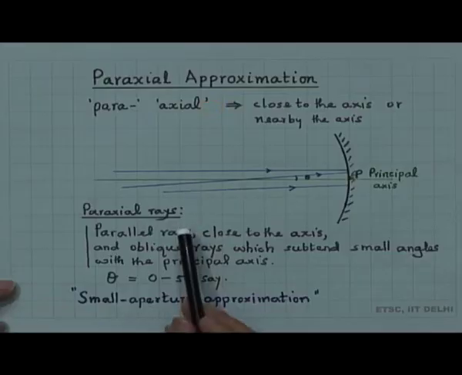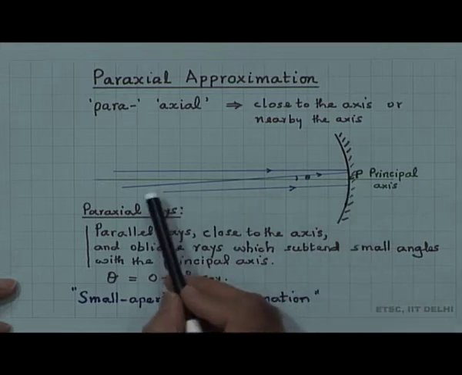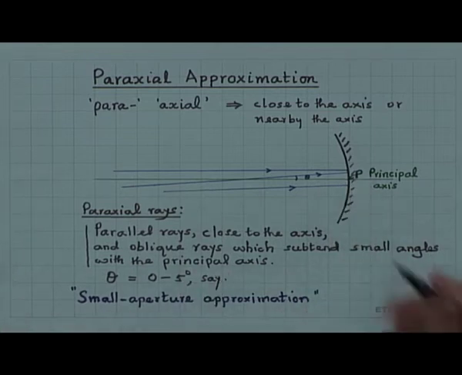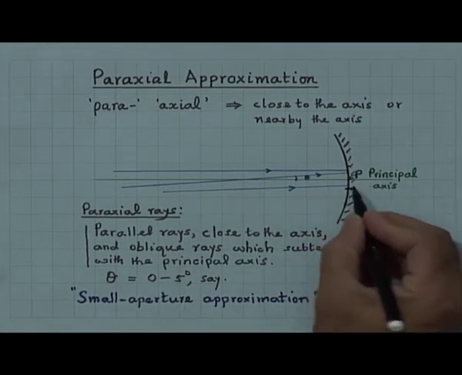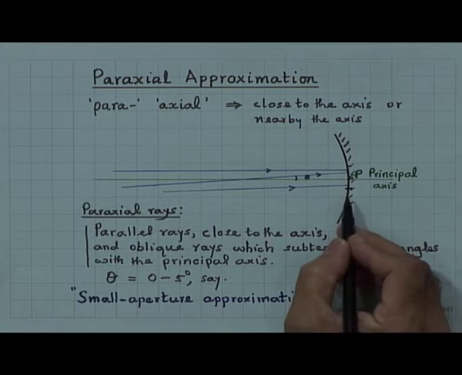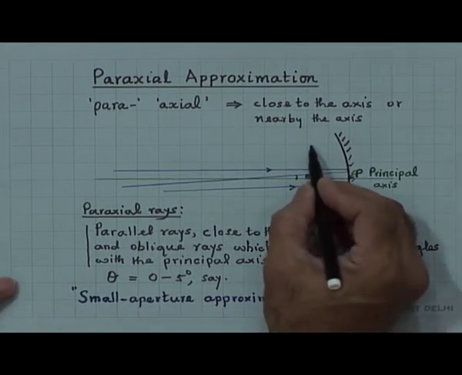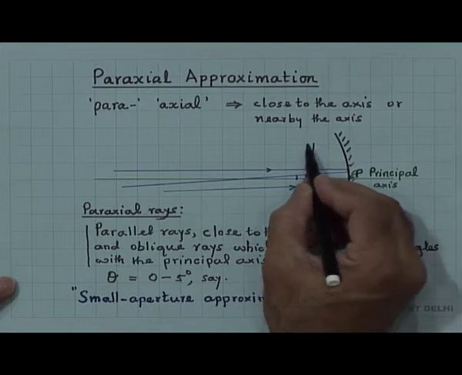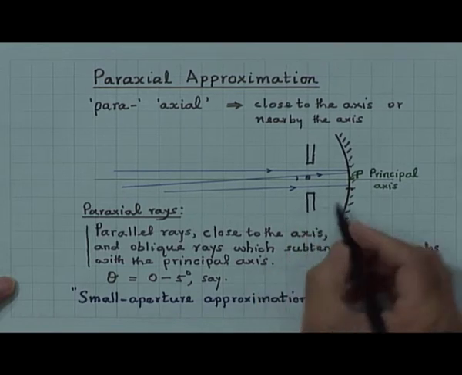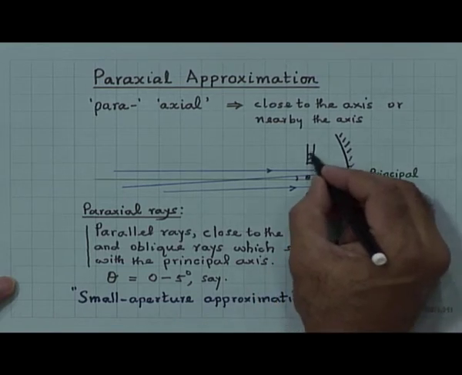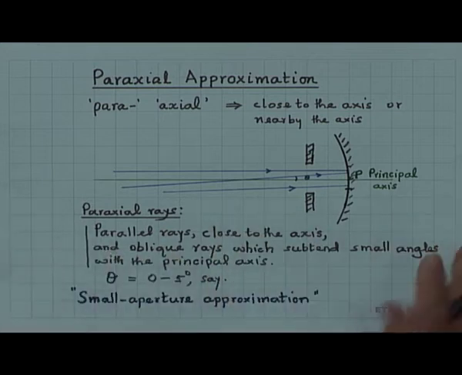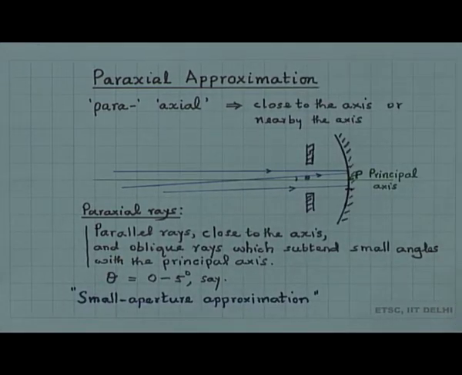So, I have shown some rays here. A ray which is making a small angle theta, a parallel ray, but very close to the axis. All of them, as you can see, the extent over which it is incident on the mirror is very close to the axis. So, a small aperture means if I put a block here, an aperture which blocks rays which are coming from the other side, then it will not affect these rays. It depends on the optical system that we are discussing.